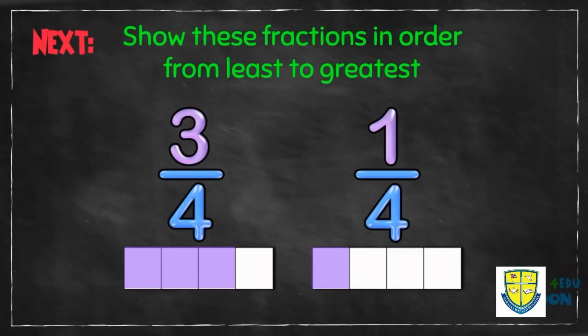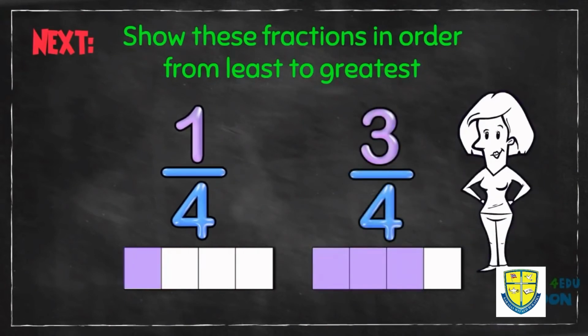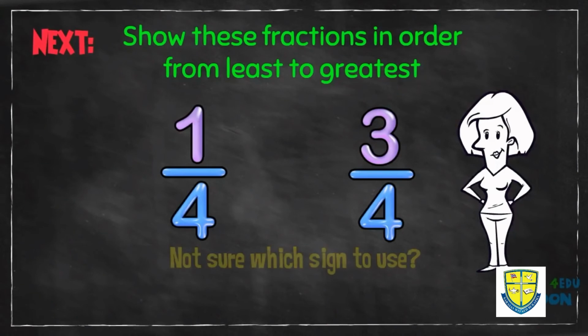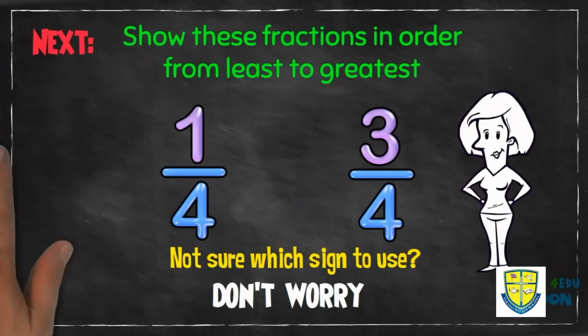We're going to show the fractions from least to greatest, and that's smallest first. Now the fractions are in the right order, but which sign do we use between them? Not sure which sign to use? Don't worry, here's the easiest way to put in the right sign.